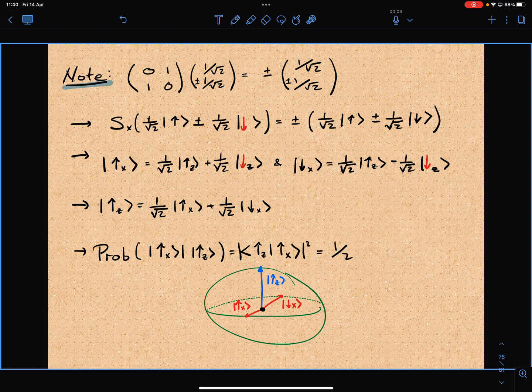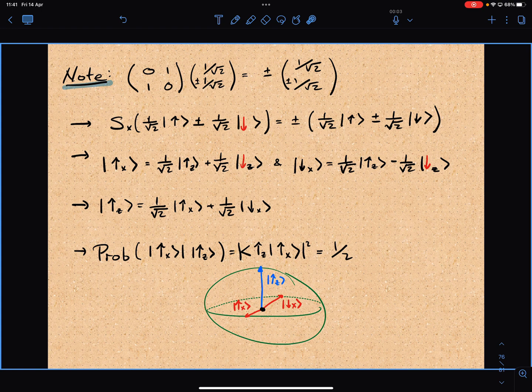And in particular, if I have a state that's in the z upspin direction, then it's equal to this linear combination of x spins. And if I compute the probability of measuring my upspin in the x direction, given that my state is an upspin in the z direction, we know that this probability is given by this dot product, and this is equal to 1/2.